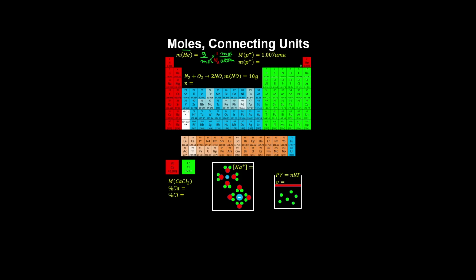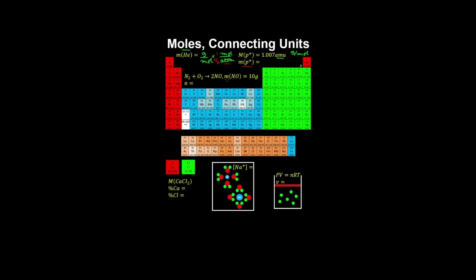And similarly, given the mass of a proton in atomic mass units, which is in grams per mole, you can find the mass of the proton in a similar way, but in this context, we refer to a particle rather than an atom.